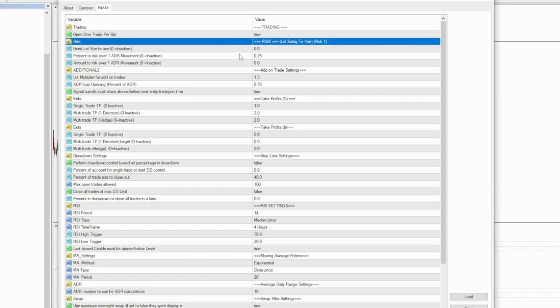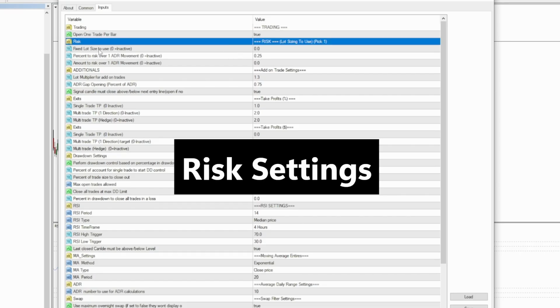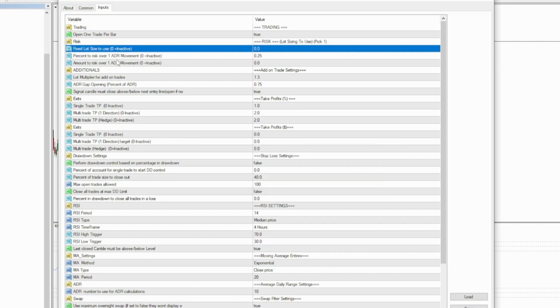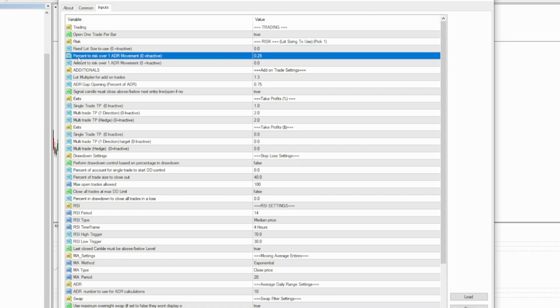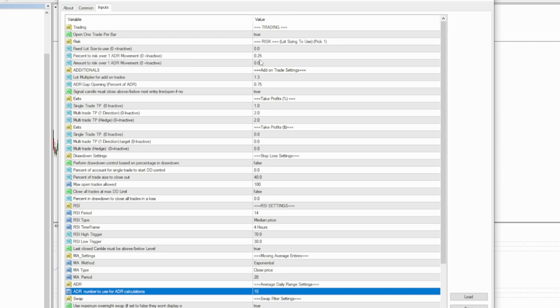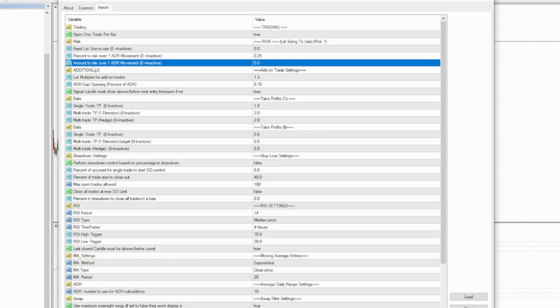The second one is going to be risk. So you can either risk a fixed lot size when you get your extensions and you move an average cross, or you can risk a percentage of the account balance over one ADR movement. The ADR you can set below to do its calculations. So we have the ADR percentage to risk over, and we also have the dollar amount to risk over one ADR.